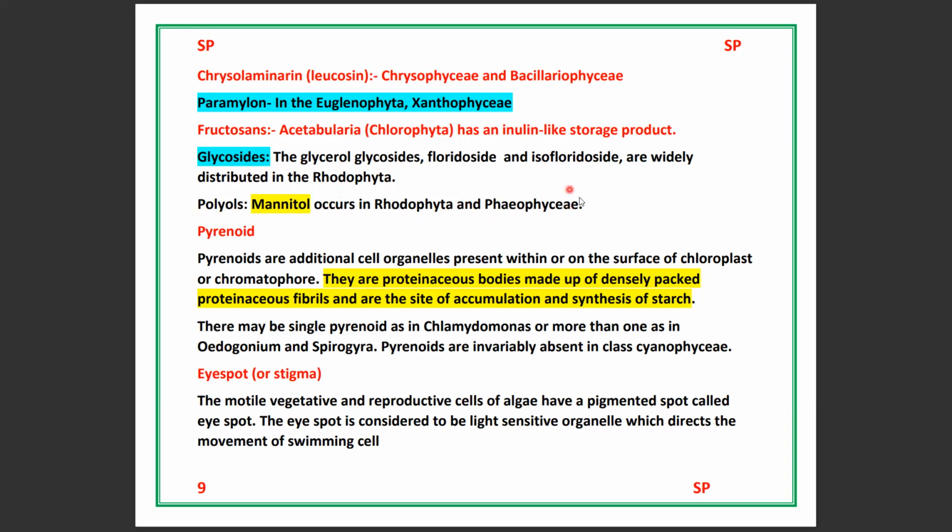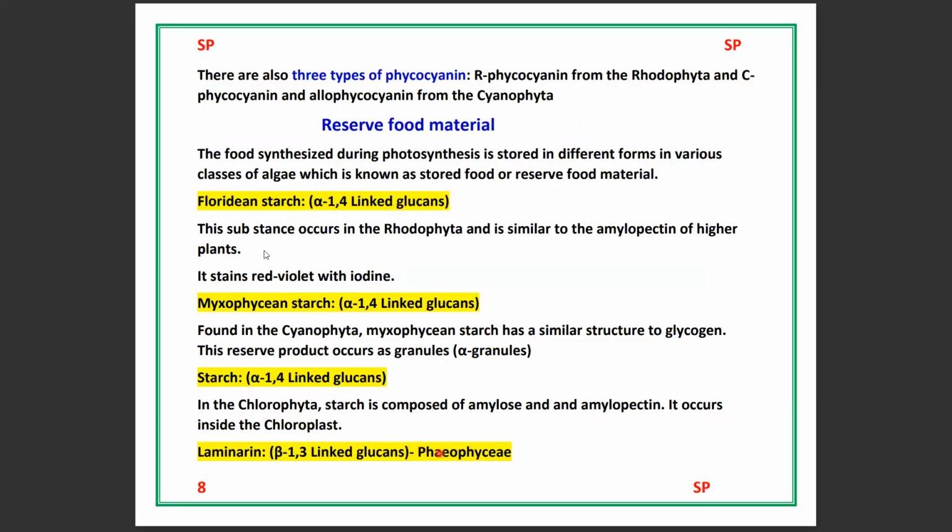So in most of the textbooks, in Phaeophyceae the reserved food material is laminarin and mannitol. But mannitol is the polyol, which is a low molecular weight sugar, and laminarin is the high molecular weight sugar. They are beta 1,3 linked glucans.